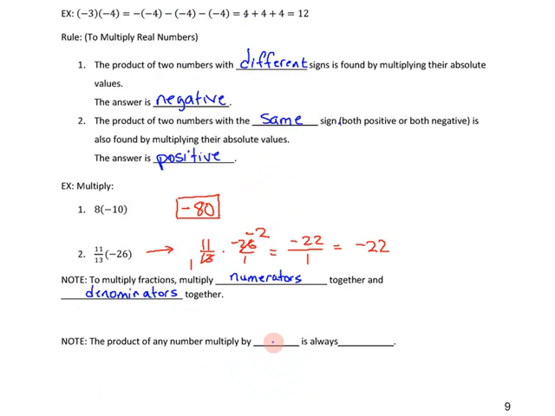One last note before we turn the page: the product of any number multiplied by 0 is always 0. 0 times anything is 0.